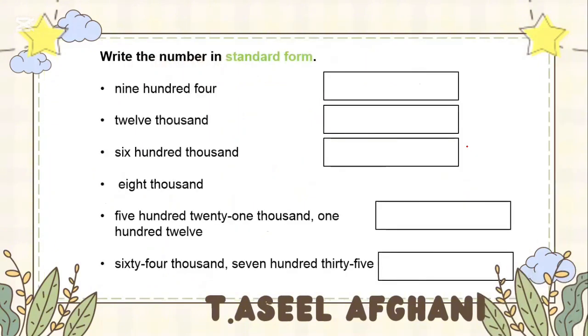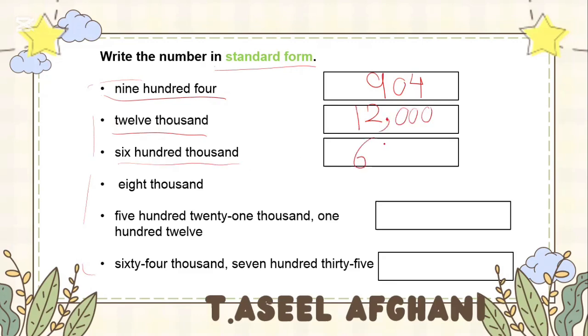Now, we're going to write each number which is written in words in numbers, in what we call standard form, okay? Standard form means in numbers, in math. Okay, 904. Good job. 12,000. 600,000. 8,000.